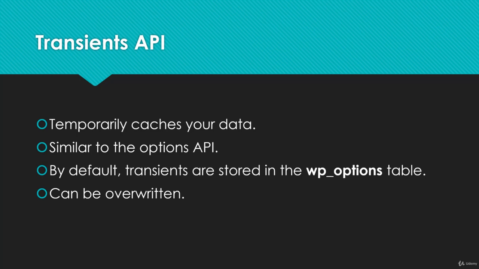The purpose of the Transients API is to have your data readily available. This can increase performance. However, here's the problem. Since the data is stored in the database, the response times will be similar if you didn't use the Transients API. The great thing about the Transients API is that a lot of its functionality can be overwritten. We won't be exploring how to do that because that kind of stuff is handled by other plugins.